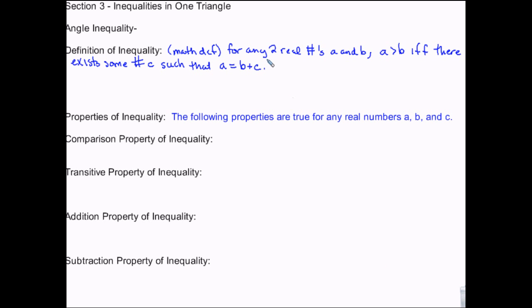what we have right here is the technical math definition of what it means to have an inequality. Okay? And that is for any two real numbers, A and B. A is greater than B if and only if there's some other number C that if I add it to B, A will equal B plus C. Okay? Non-math definition of an inequality. Some numbers are bigger than others.